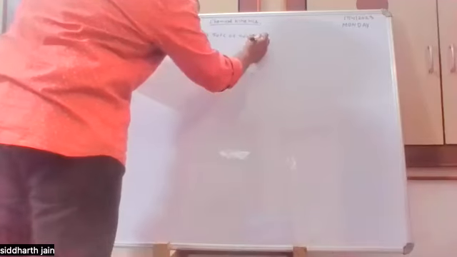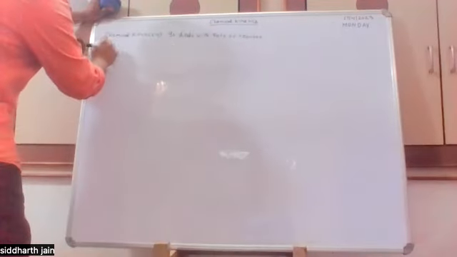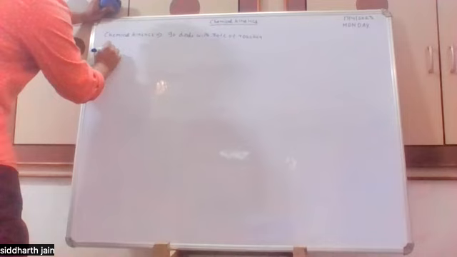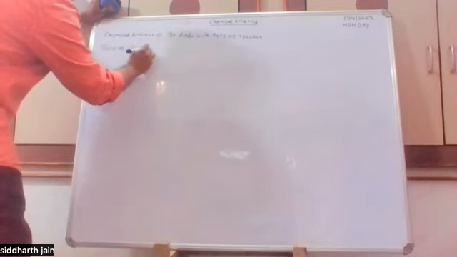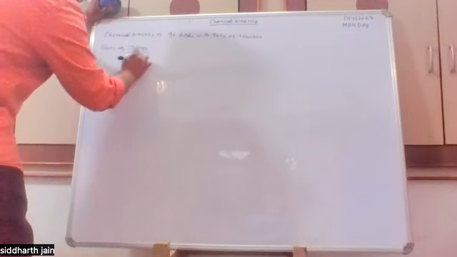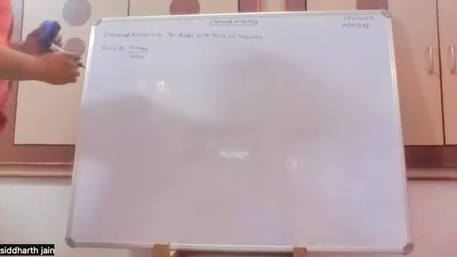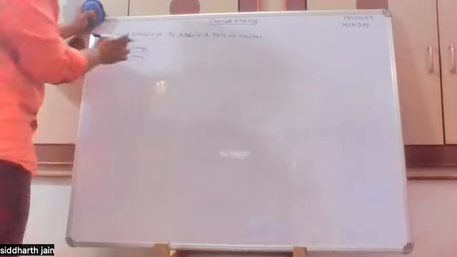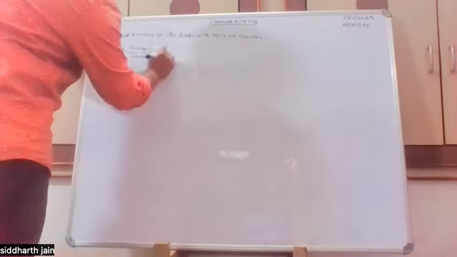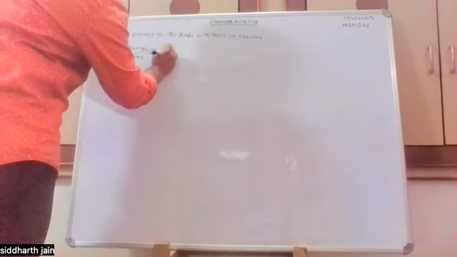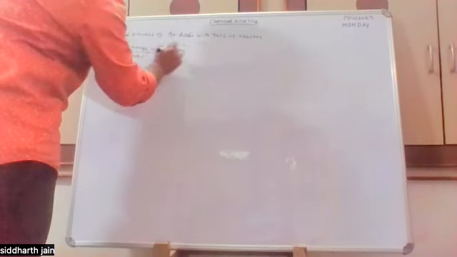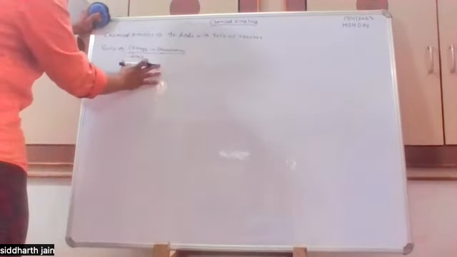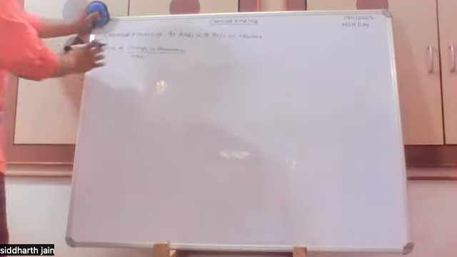Now, what is meant by rate? If we define the term rate, rate means change divided by time, because it is change per unit time. So what is this change we are looking for? The change in concentration. What is the change in concentration with respect to time? We define this as the rate.